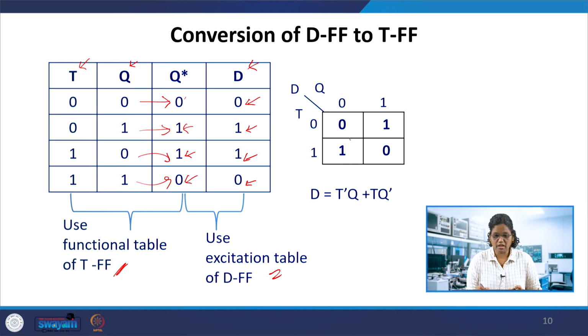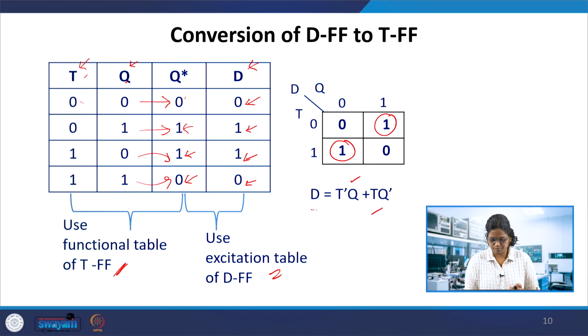And let's take this K-map. For that, T and Q are taken in the K-map. When T and Q are 0 0, the output is 0 here, and when it is 0 1, this is 1, and 1 0 is similarly 1, and 1 1 becomes 0. So we take these ones and we get T dash Q plus T Q dash.